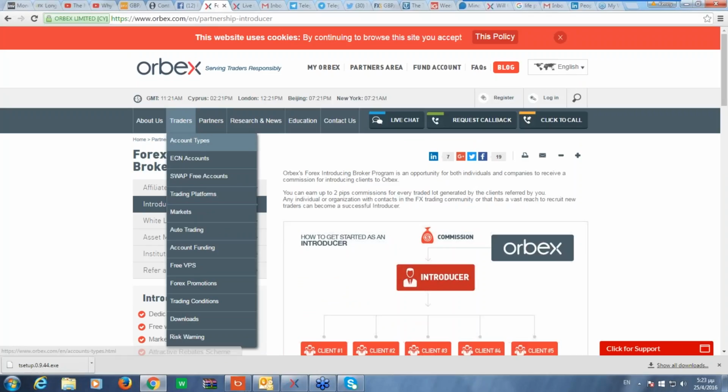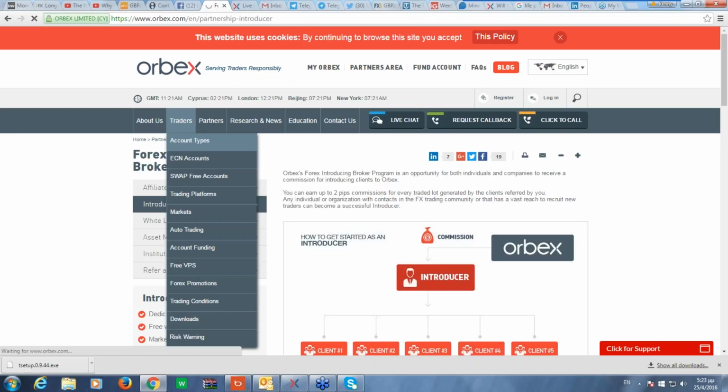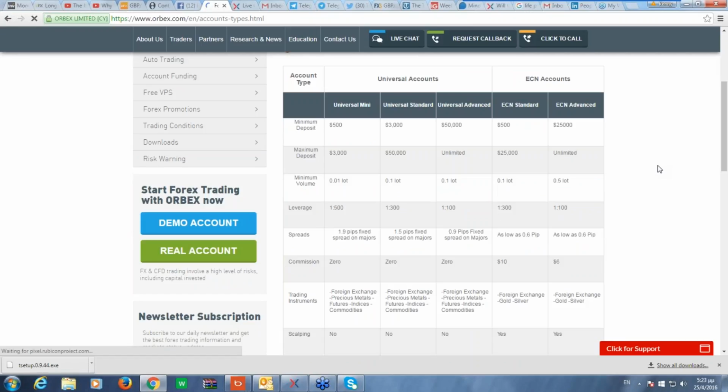Okay, so if you go on to account types, under Traders Account Type, you're able to look at a table that differentiates between ECN and non-ECN account types. All right, so you will get a table like this. Now it has columns for ECN type and non-ECN.